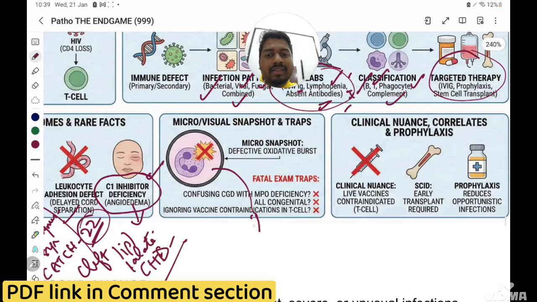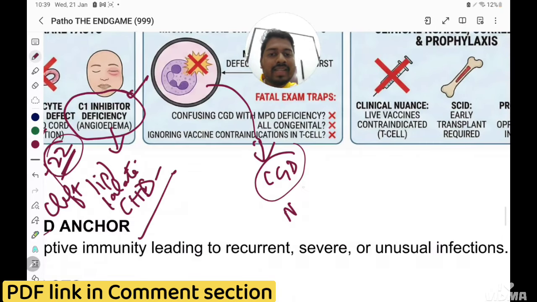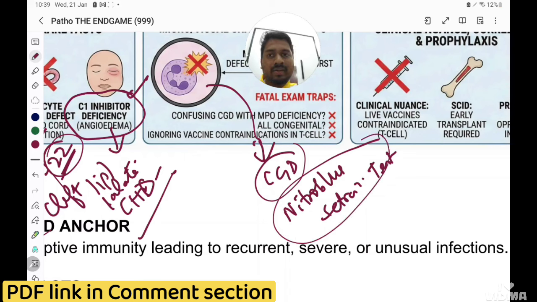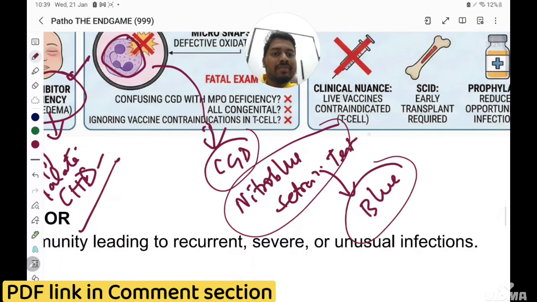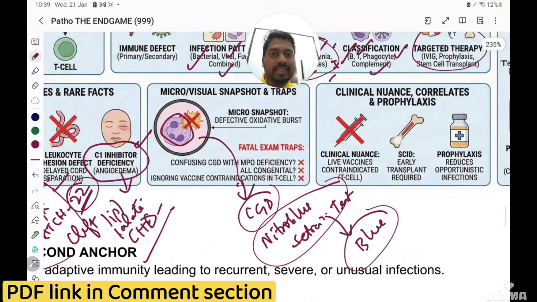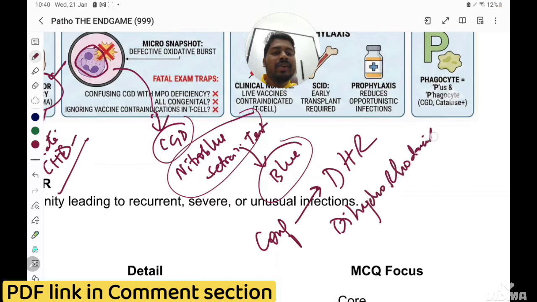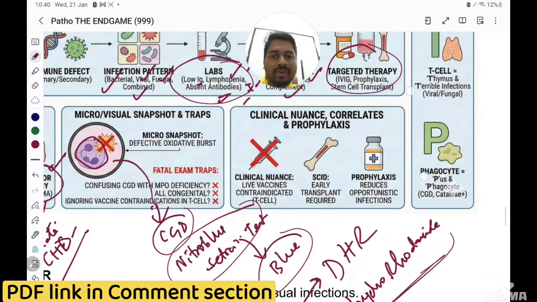So what is this defective oxidative burst? It is seen in CGD, chronic granulomatous disease, and we use a test known as the nitro blue tetrazolium test. Normally, if oxidative burst is there, nitro blue tetrazolium will convert cells into blue color. That is normal. If it doesn't occur, it is an indication of CGD. But the confirmatory test for CGD is DHR, which is dihydrorhodamine. What it is and all, you don't have to remember right now. So it is the dihydrorhodamine test.